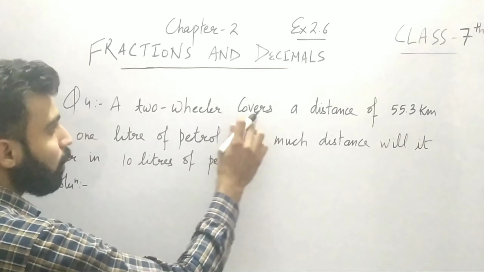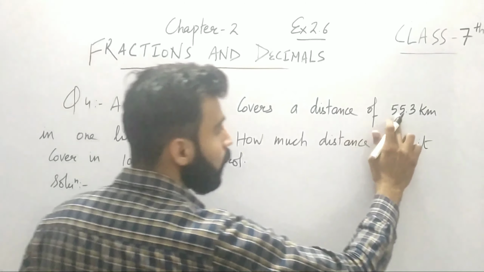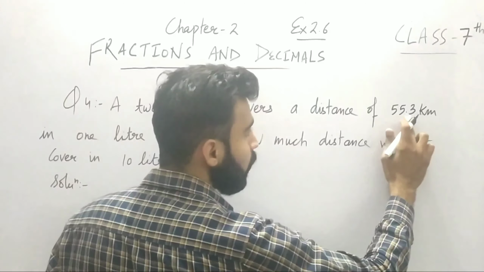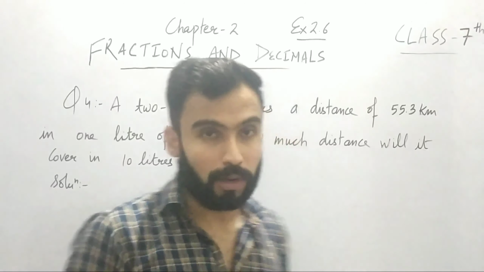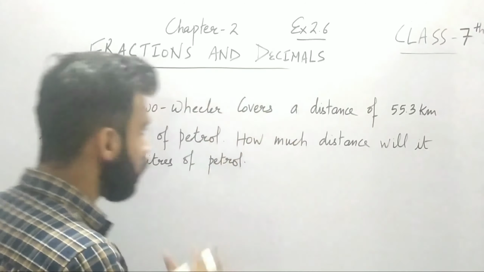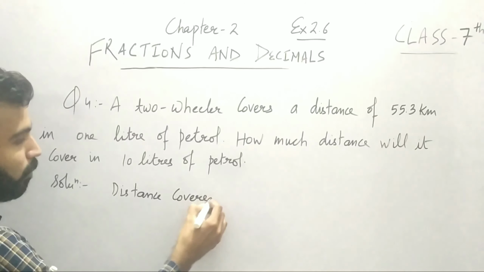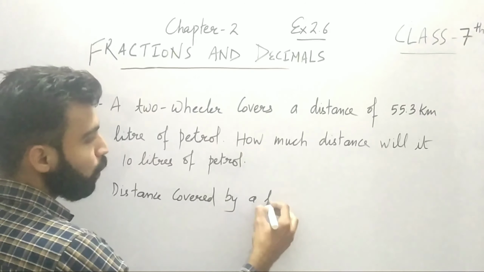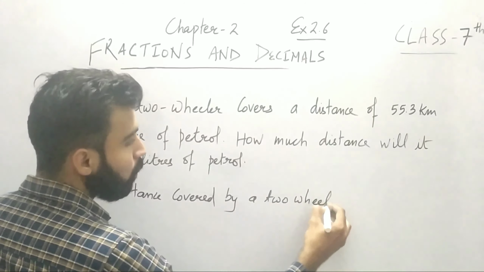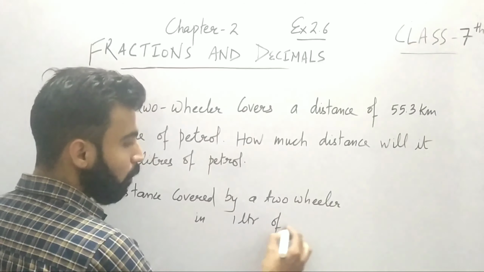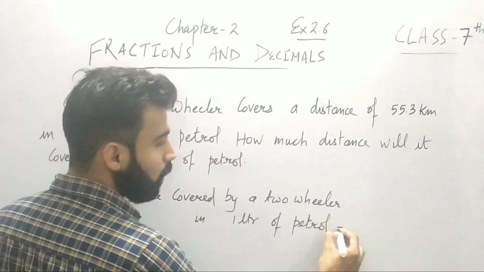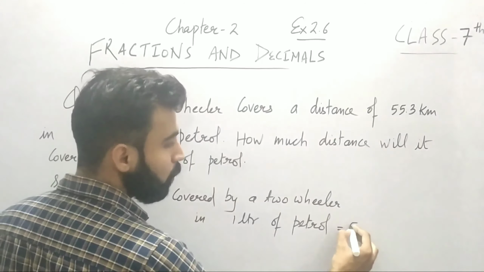A two-wheeler covers a distance of 55.3 kilometers in 1 liter of petrol. So there's a two-wheeler and it actually covers 55.3 kilometers in 1 liter of petrol. So let me first write what is given to us: distance covered by a two-wheeler in 1 liter of petrol is equal to 55.3 kilometers, right?